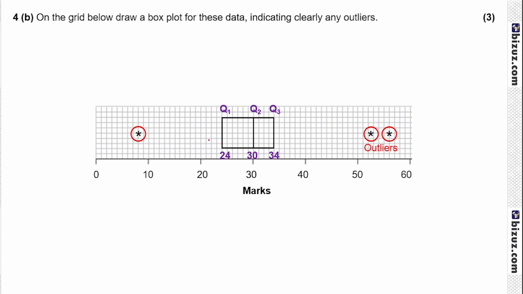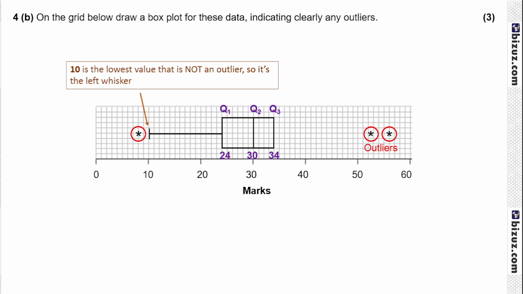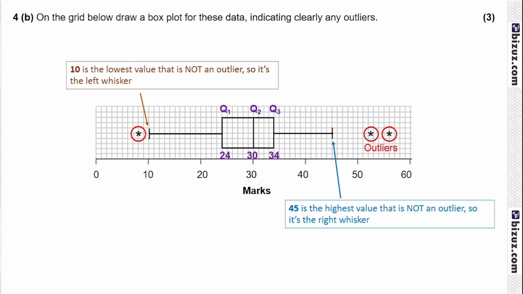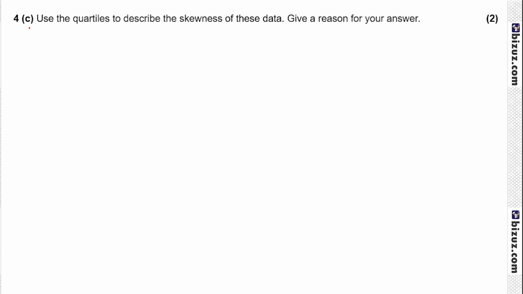Then the 2 whiskers. Now, as I've said before, 10 is the lowest value that is not an outlier. So this is going to be the left whisker. And 45 is the highest value that is not an outlier. So this is going to be the right whisker. And this is our complete box plot. Part C. Use the quartiles to describe the skewness of these data.